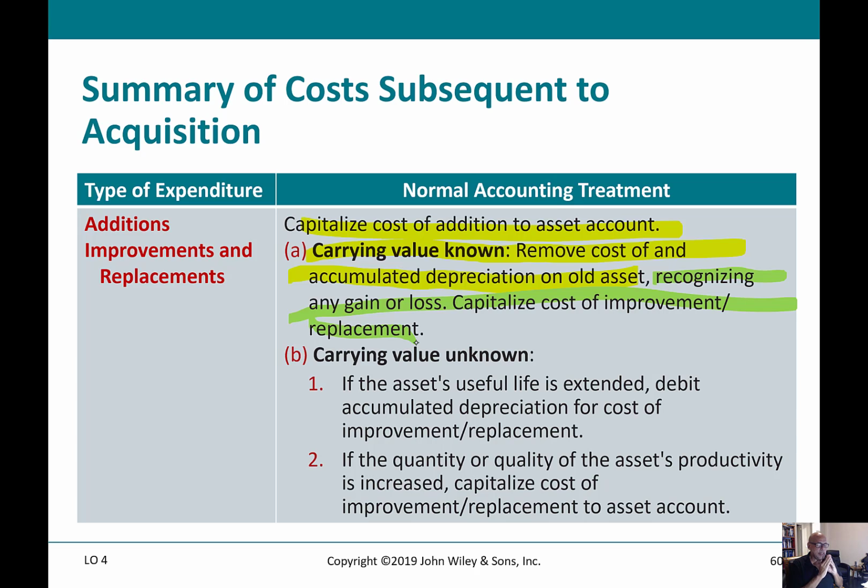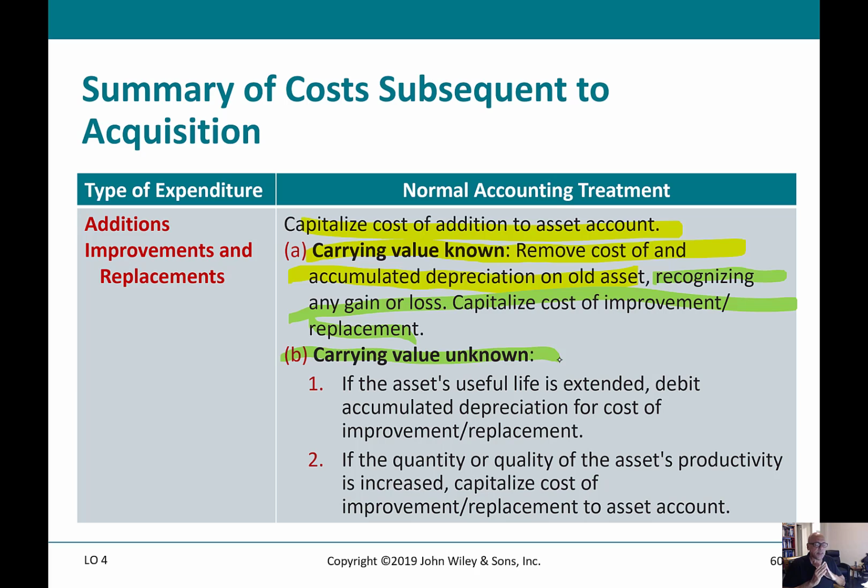Let's say I buy an asset and I have its carrying value sitting there. I get rid of it. What am I going to do? I'm going to take off the old book value, debit the accumulated depreciation, credit the asset, recognize any gain or loss, and then bring the cost of the new asset on. Easy enough. But here we say the carrying value is unknown. And you're like, well, how would the carrying value be unknown?